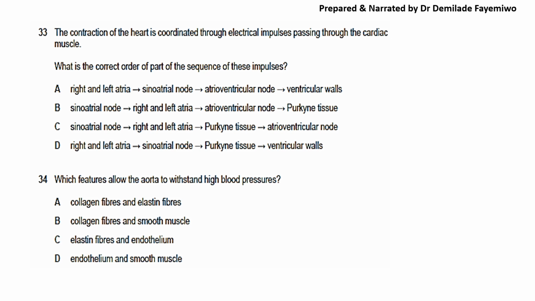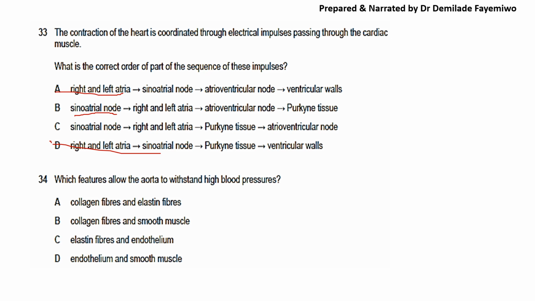Let's look at 33 and 34. The contraction of the heart is coordinated through electrical impulses passing through the cardiac muscle. What is the correct order of the sequence of these impulses? This is one of my favorites. And again, probably not the right place to go through the entire heart in detail, but you should remember that the sinoatrial node is the one that helps to set off the impulses and to control how the excitations happen. So you're going to maybe cancel out A and D, and you're left with B and C.